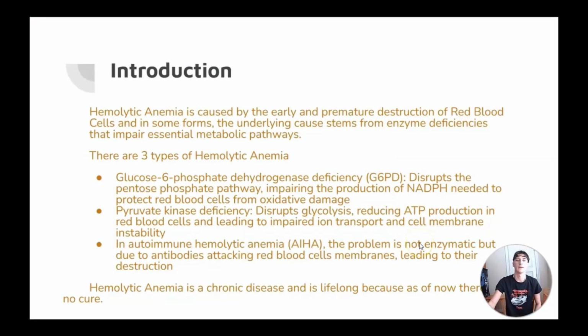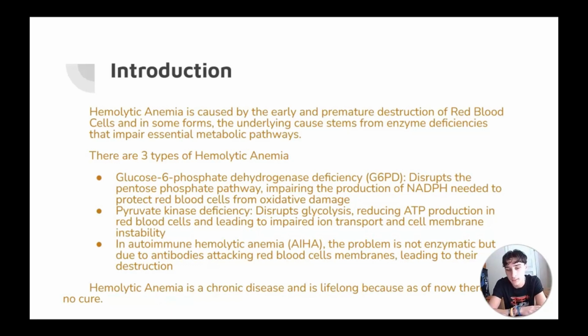So the introduction. Hemolytic anemia is caused by the early and premature destruction of red blood cells, and in some forms the underlying cause stems from enzyme deficiencies that impair essential metabolic pathways. There are three main types of hemolytic anemia.